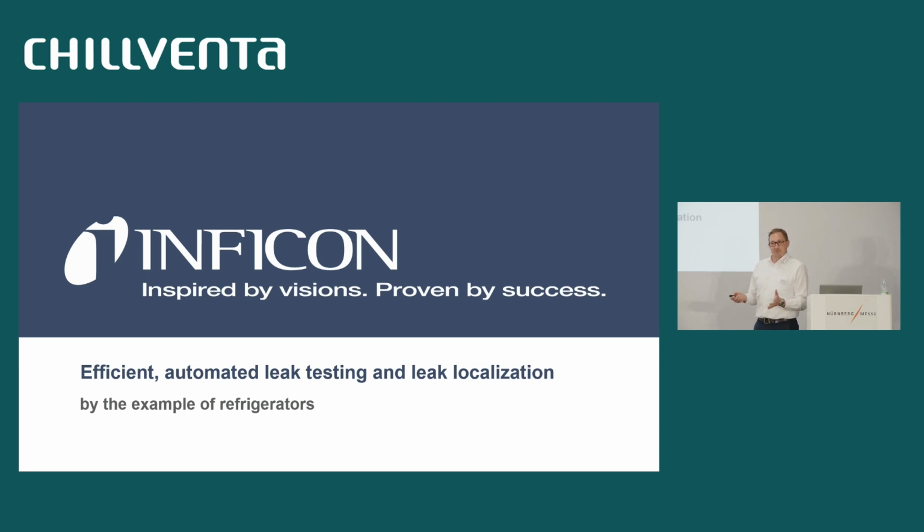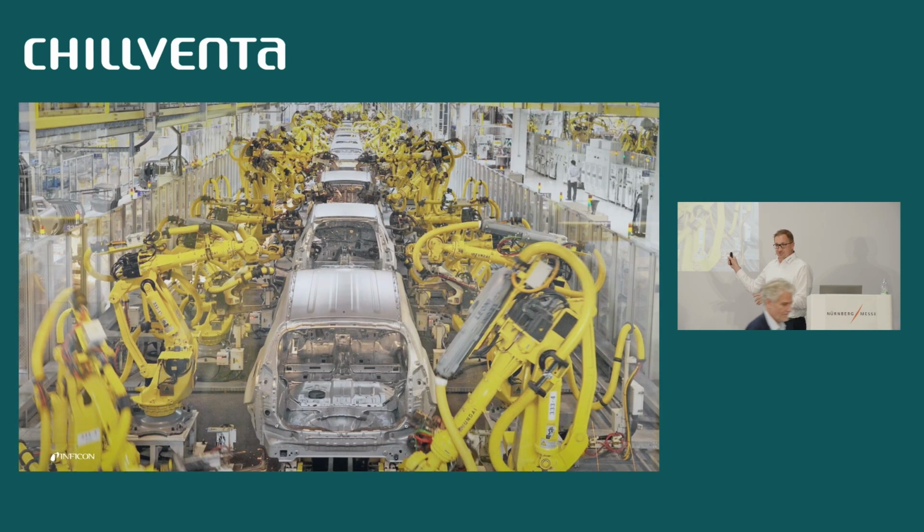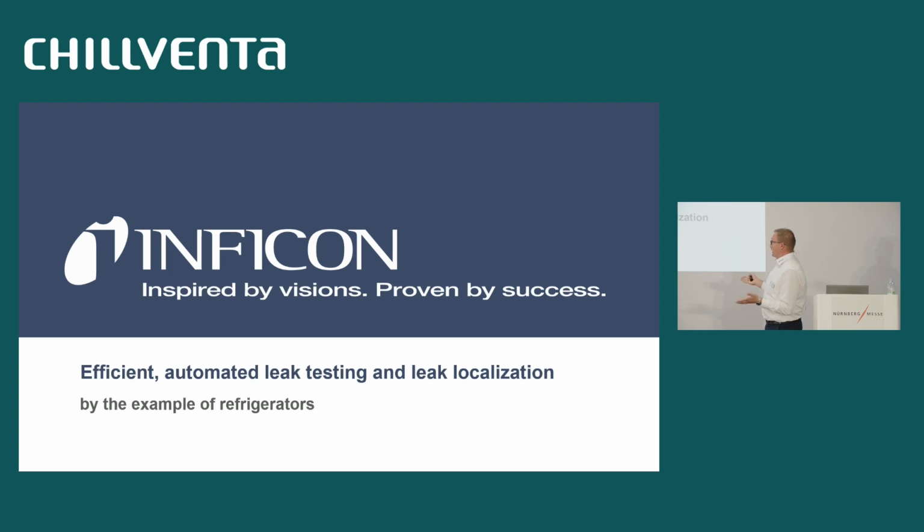refrigeration air conditioning application. But I choose this picture because from my perspective, my personal impression, automotive is one of the most automated industries. Everything is automated, production processes, test measurements, process control, almost everything. And I think that this is not the case in refrigeration air conditioning. And yeah, welcome to this presentation about efficient leak test, robotic leak test by the example of refrigerators.